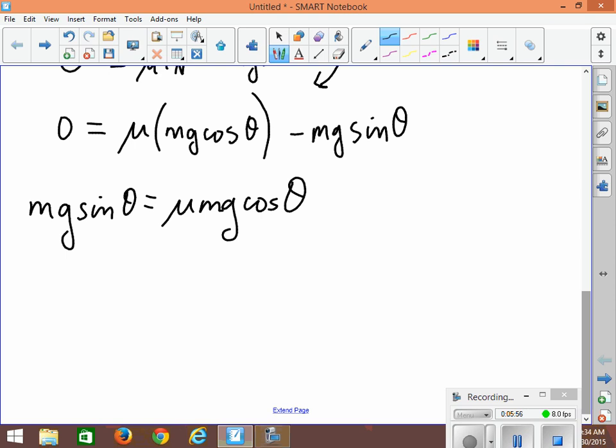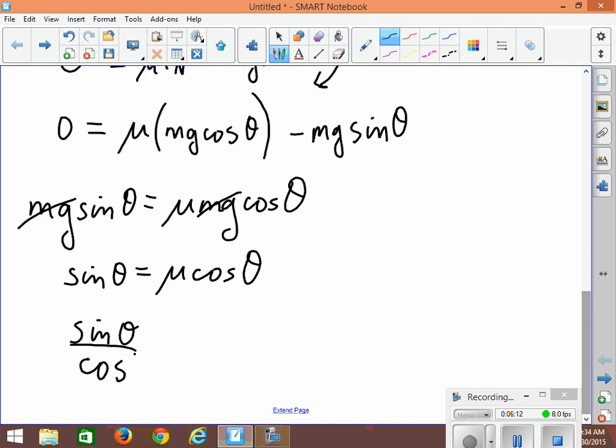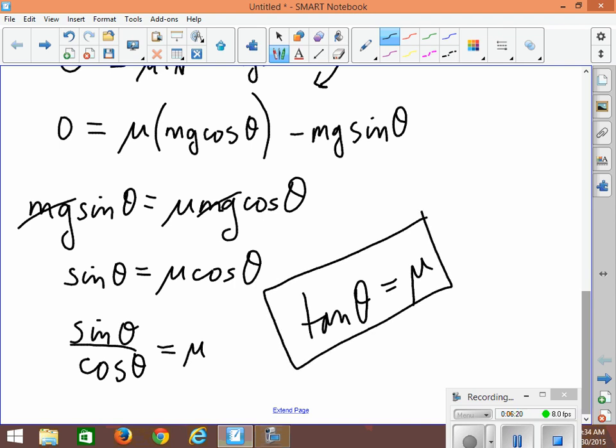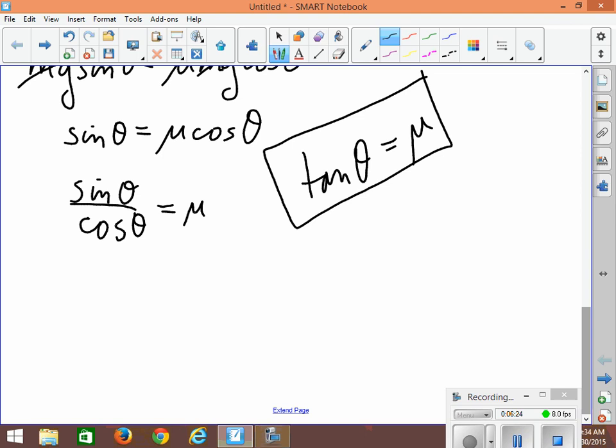The m and the g can be divided out of the equation, and if we divide by, well, let's do one step at a time. We'll take those out so you can see it. And if we divide both sides by cos theta, sine theta over cos theta equals mu, which means that tan theta equals mu. So this is actually true for all situations, but here is the big caution.